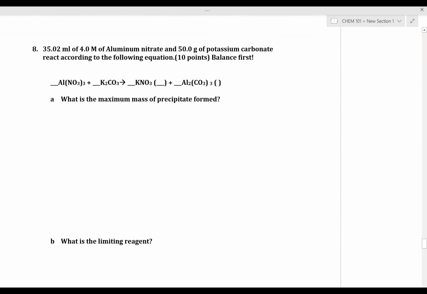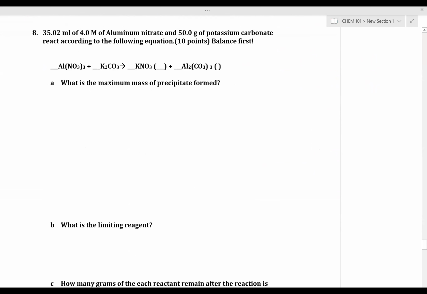So let's take a look at the following equation. We have 35.02 milliliters of 4 molar aluminum nitrate reacting with 50 grams of potassium carbonate. And we have to balance the equation. And we're asked to calculate the maximum mass of precipitate formed. Okay? So this is a limiting reactant problem.